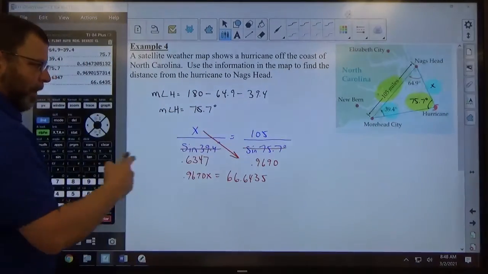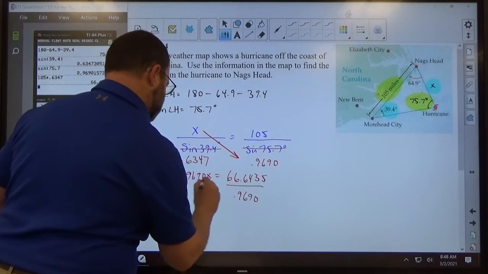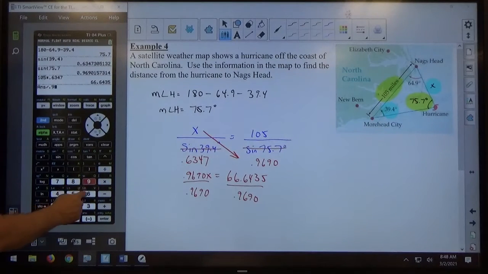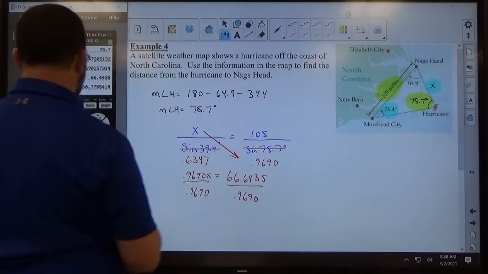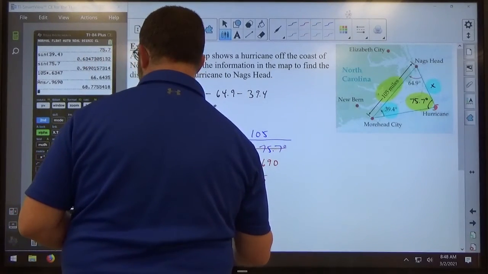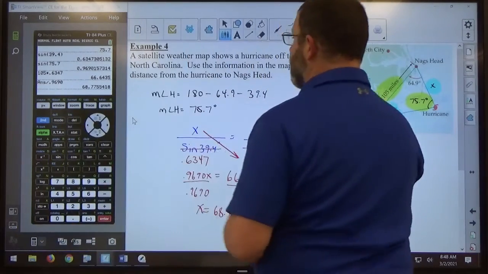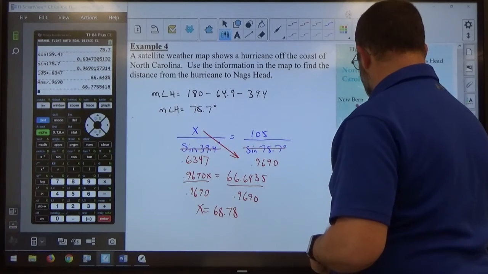So to find x, I just have to divide that by 0.9690. Divided by 0.9690 comes out to 68.78 miles. So how far is the distance from the hurricane to Nags Head? 68.78 miles.